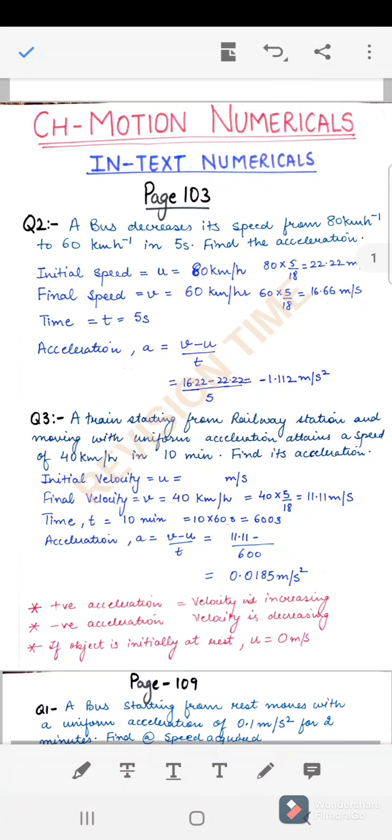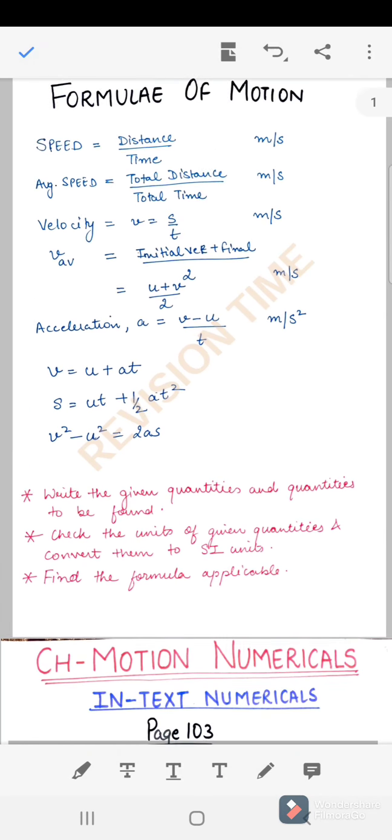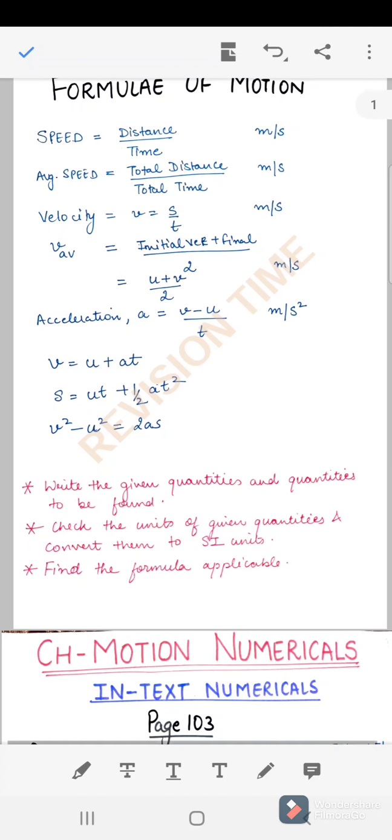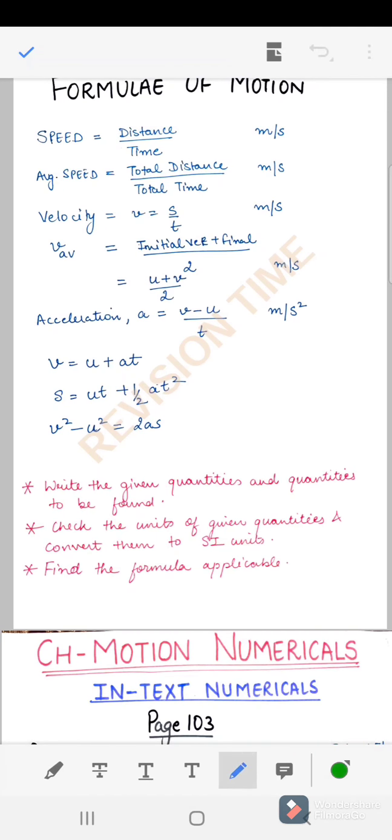So before starting with the numericals, I would like you all to revise the formulas. First is speed, which is distance over time, whose SI unit is meter per second. From here we can get the formula for time, that is distance over speed, and distance is speed into time. The SI unit for distance is meter and that of time is seconds. Average speed is total distance over total time, meter per second.